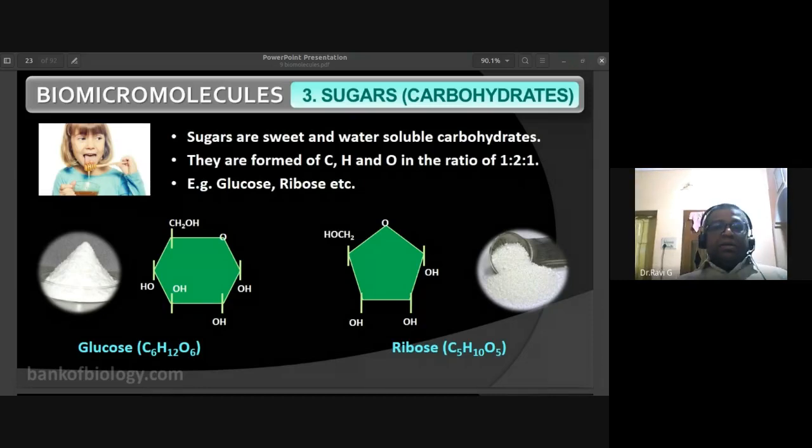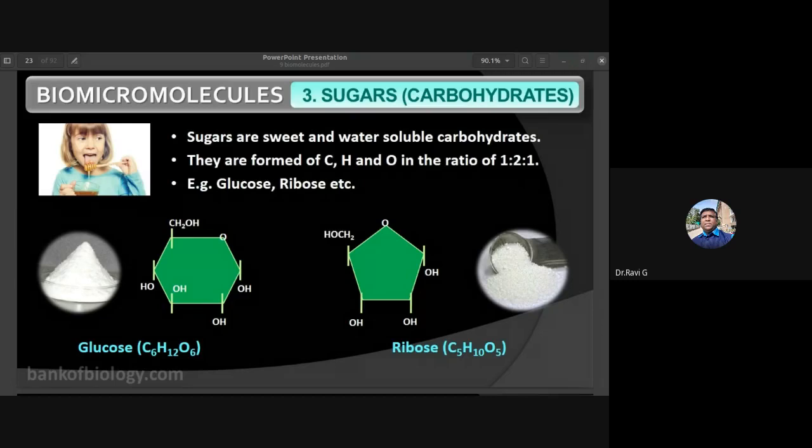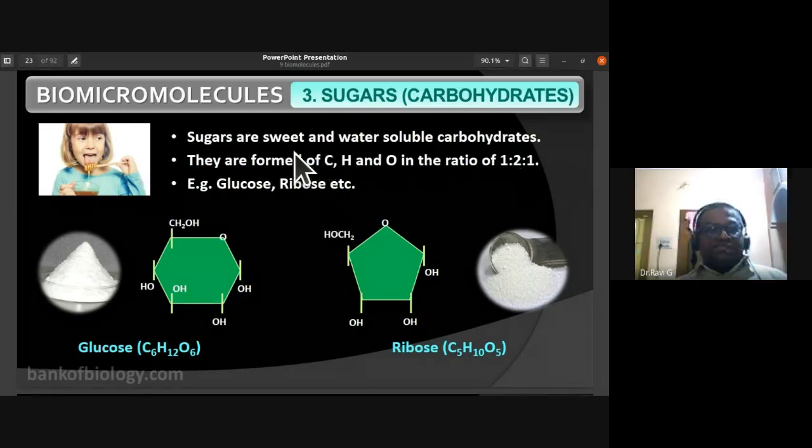Okay. So in today's topic, we'll be discussing about the biomicromolecules, sugars or carbohydrates in general. So you know that sugars are sweet and they are water soluble carbohydrates. Unlike the lipids which are water insoluble, sugars are sweet and they are water soluble carbohydrates. So they are formed of carbon, hydrogen, and oxygen in the ratio of 1 is to 2 is to 1.